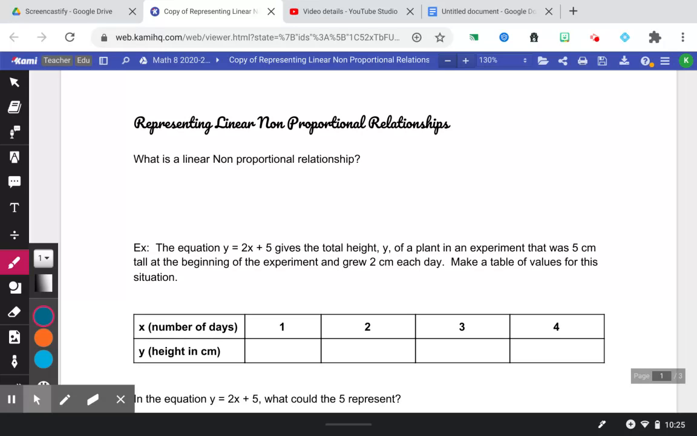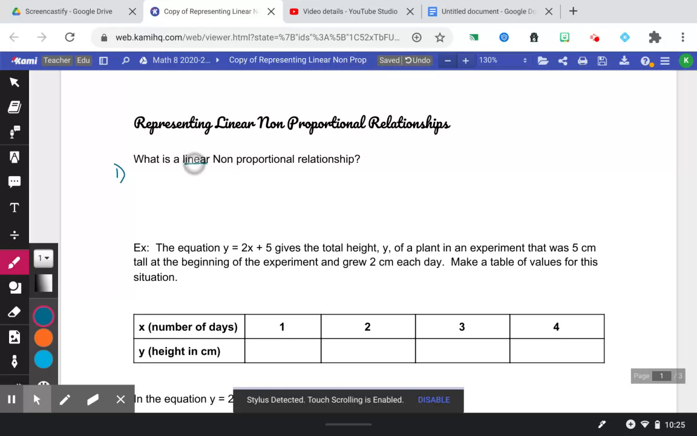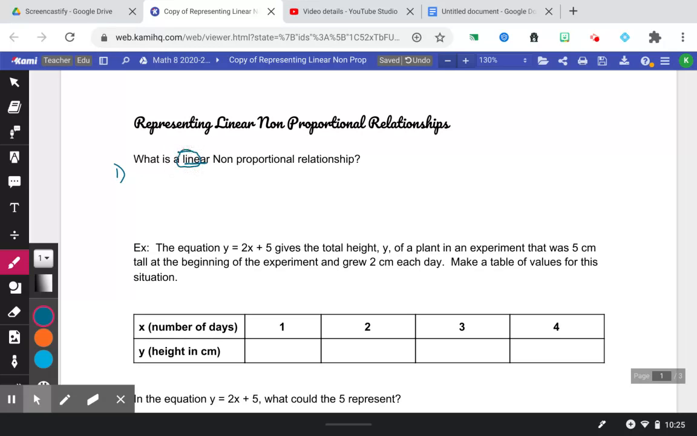All right, so first thing, write in that first word, linear. What does linear mean? Well, I see the word line. Linear means that the graph of your data will make a straight line.